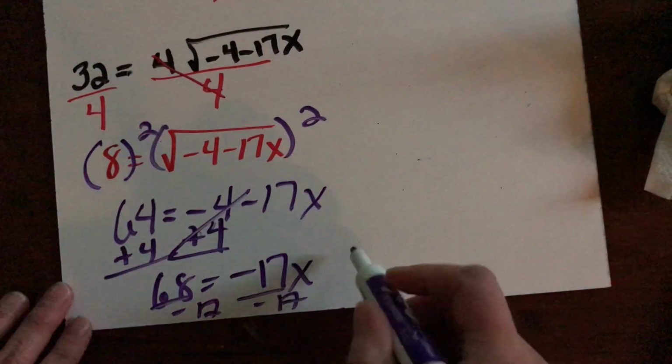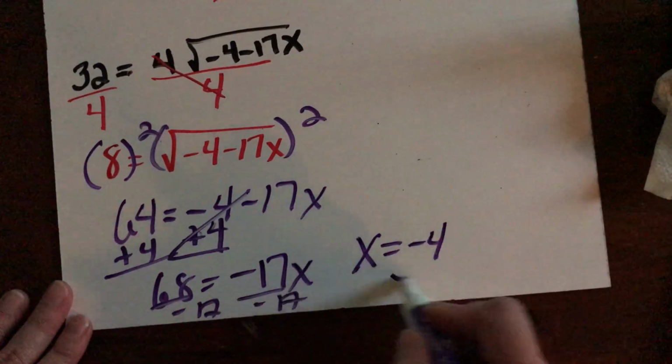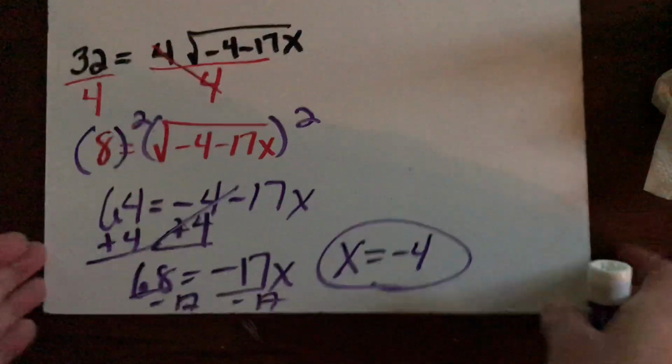A negative 4. So x is going to be negative 4. Okay? All right. Let's look at another one.